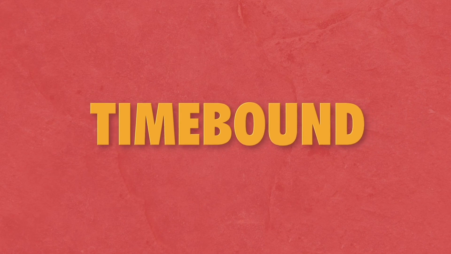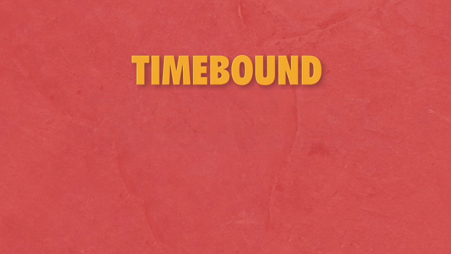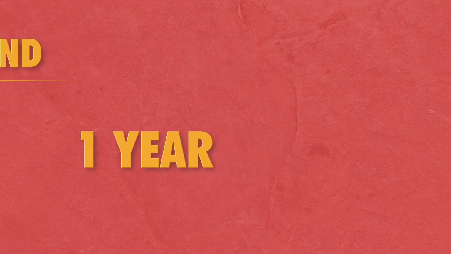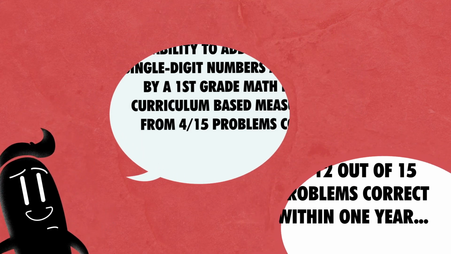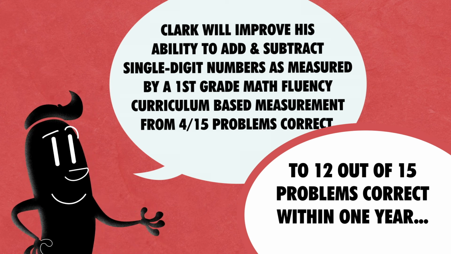Finally, T for time-bound, meaning the goal must be completed within a certain amount of time. For most IEP goals, 1 year is the appropriate time. Let's add within 1 year to the end of the goal. Before moving on, stop and read the goal. You should be able to read a SMART goal and understand it without any explanation. If you can't, ask the IEP team to reword it.